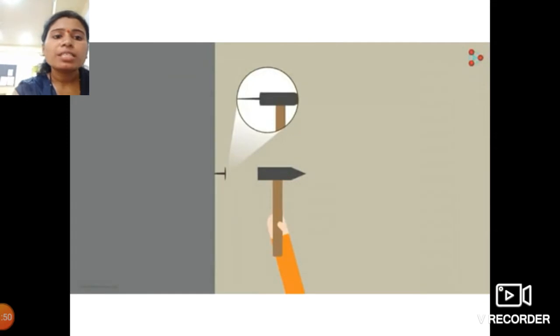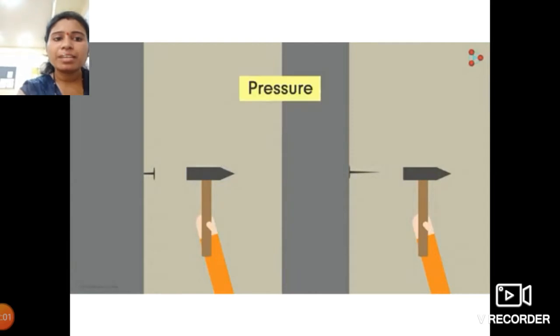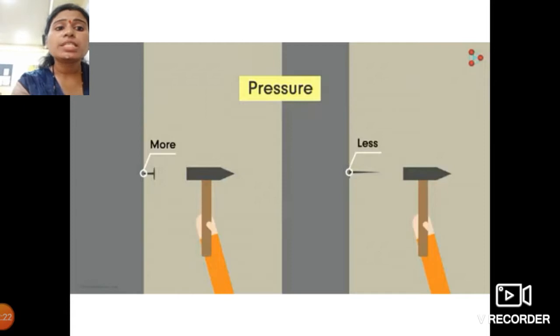So, what is the reason behind this? Yes, students, tell me. The reason behind this is the pressure. The pressure applied by the tip of the nail on the wall is more than the pressure applied by the flat surface of the nail on the wall.